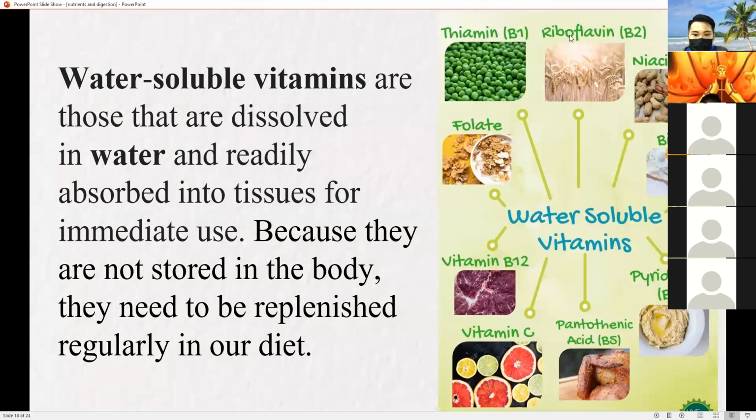The first one, we have the thiamine, B1, folate, vitamin B12, vitamin C, pantothenic acid, B5, pyridoxine, B6, biotin, and niacin, B3, and riboflavin, B12. So these are the vitamins that are easily absorbed for immediate use.